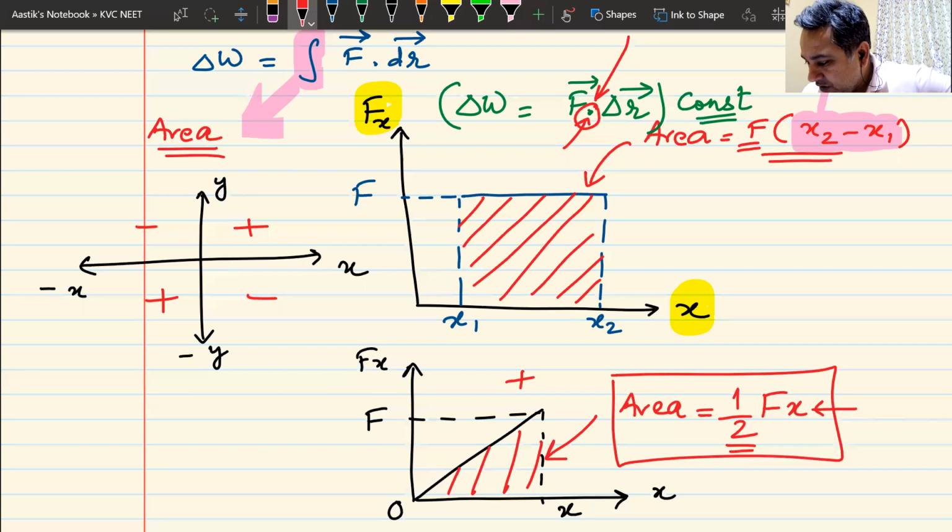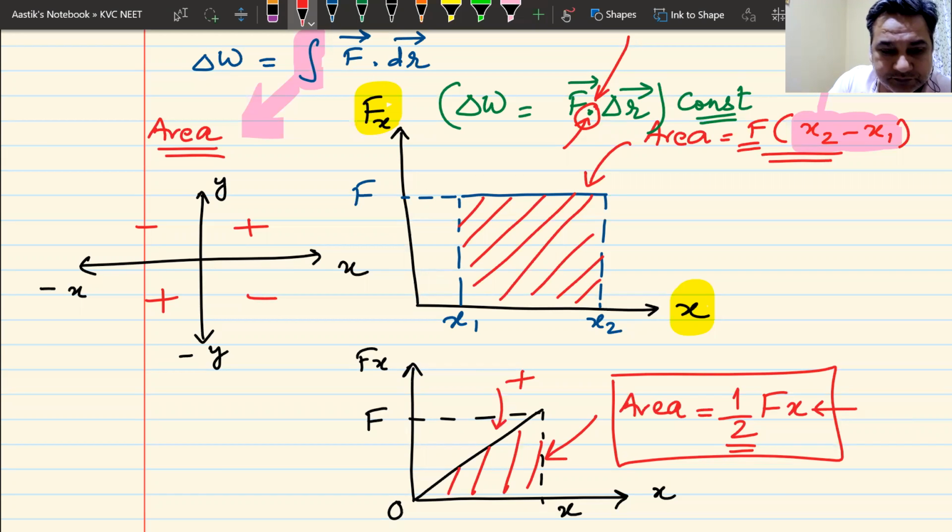This area has to be positive because it lies in the first quadrant. Both the force and your position or displacement are positive, and hence your answer is positive. So this is how we understand work done by a force by using area under the graph. I hope you have noted this down. If you have noted this down, then probably we will move on to the first question. I'm waiting for you guys to write this down so that I can move forward.